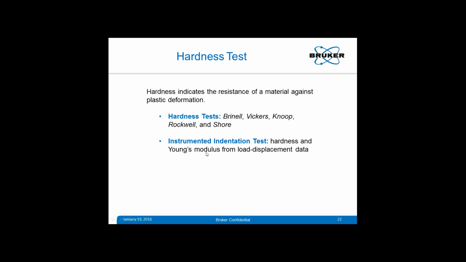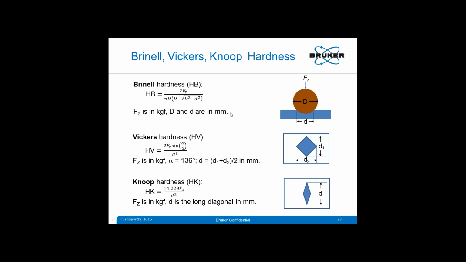And we have the instrumented indentation test, as I mentioned earlier at the start of this webinar, which gives you hardness and Young's modulus from the load displacement data. We'll elaborate on those. Now, Brinell, Vickers, and Knoop hardness are basically indentation hardness tests.